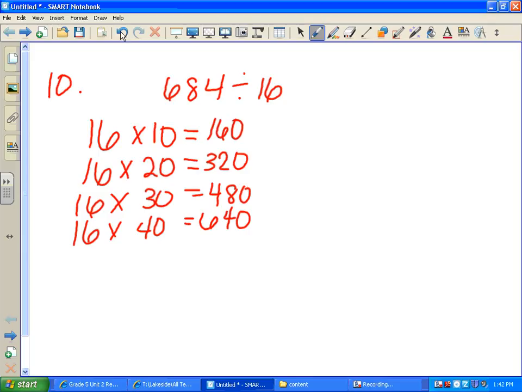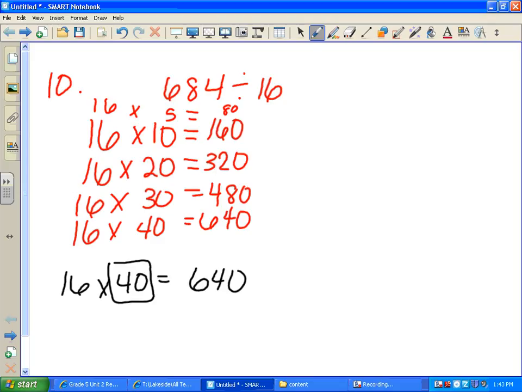I'm going to go back and look at 16 times 10. I can easily now tell you what 16 times 5 is. What's half of 160? 80. Half of 160 is 80. All right, so let's look at this. I want to use 16 times 40 equals 640. I box in my 40 and I take my 684. And what's my next step? Subtract. So I subtract it. And what's left over? 44.